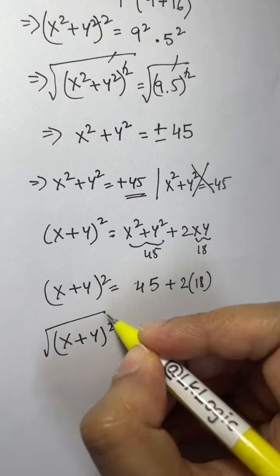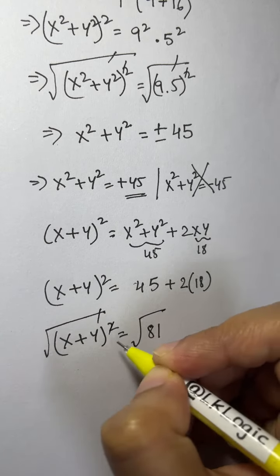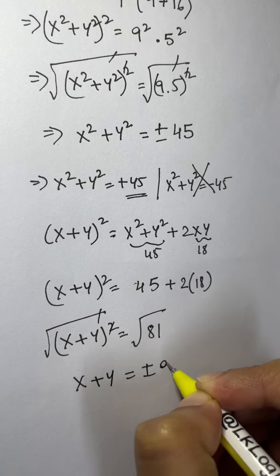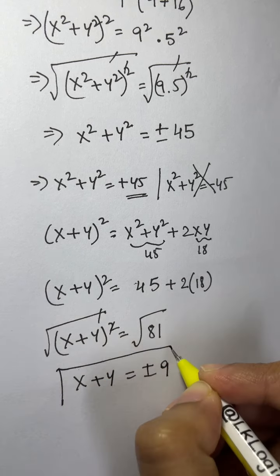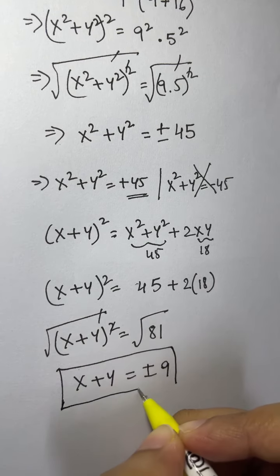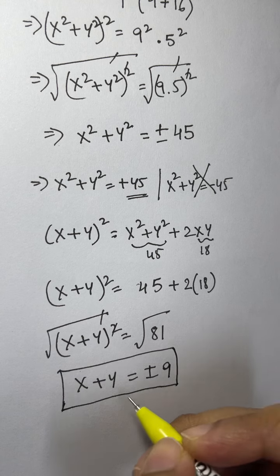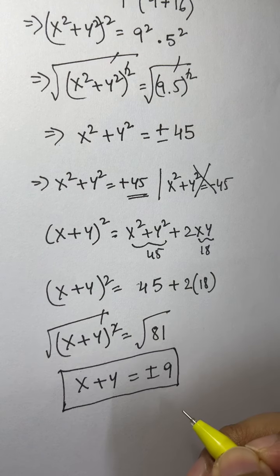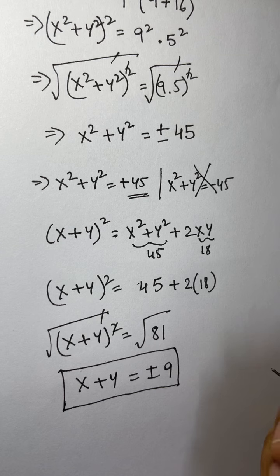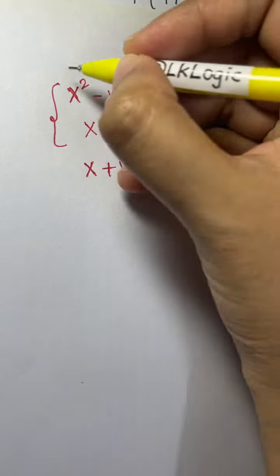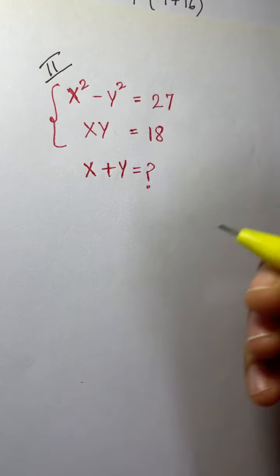Take the square root on both sides, cancel out, so you get x plus y is equal to plus or minus 9. That's it. That's all what we wanted. x plus y is equal to what? x plus y is equal to plus or minus 9. Now there's another method which you can follow for the same question. This is the second method which we are going to do.